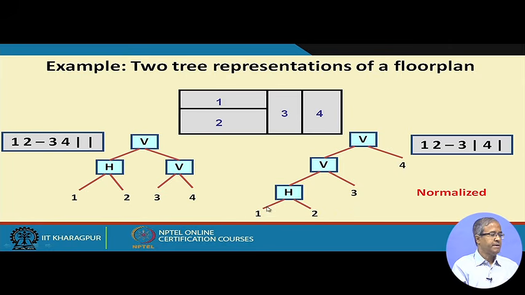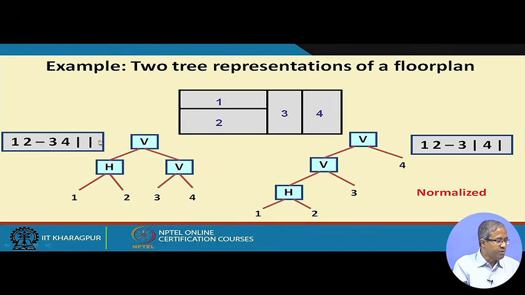Fine. Let us take an example. This is a floor plan. There are two alternate slicing trees, you can see. You can either merge 1 and 2 first, 3 and 4 first, and then combine them, or you can merge 1 and 2 first, combine 3 with it, then combine 4 with it.